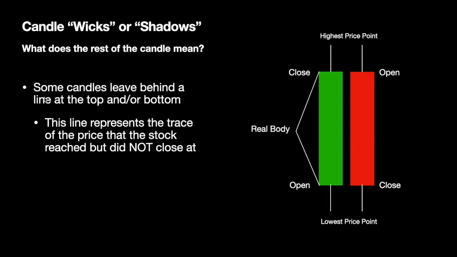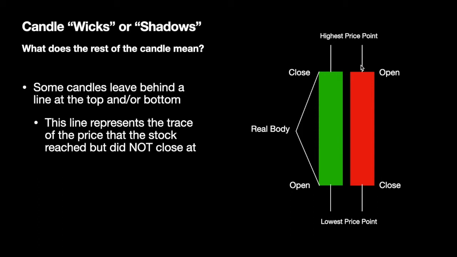Now, in terms of candle wicks or shadows, what do candle wicks and shadows represent? All it means is it's the trace of where the price was during that candlestick. So this green part of your candle is the real body of the candle. The stock opened and closed at that point. The red candle, the stock opened higher and closed lower.